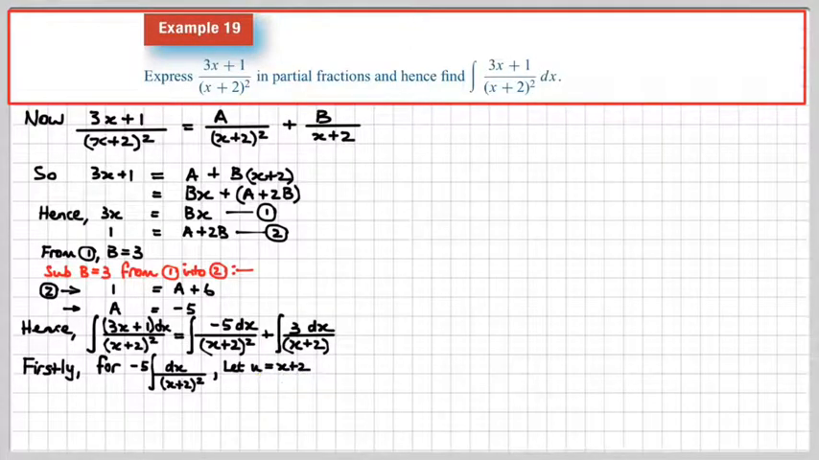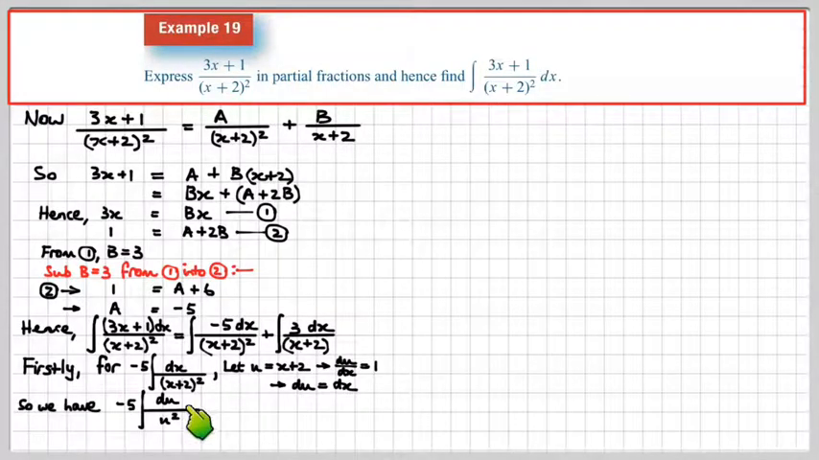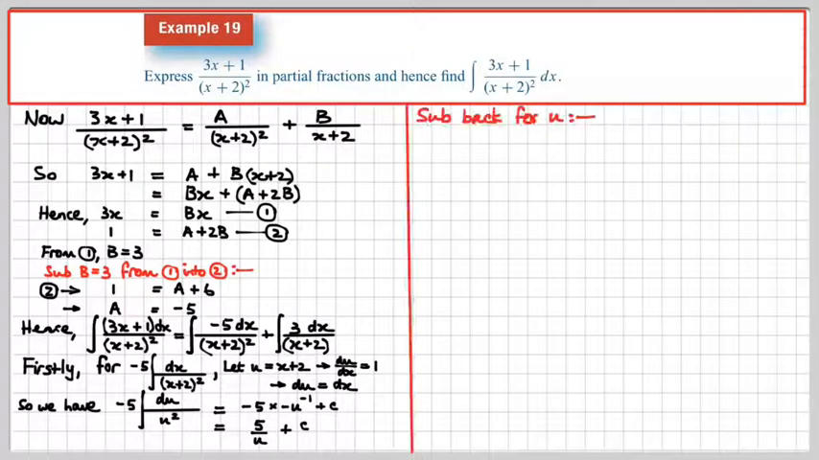So u is x plus 2, and therefore du dx equals 1, and therefore du equals dx. Now we can change the whole thing over to u. Mr. U, he's saved us. So now we've basically got u to the minus 2, which gives minus 1 times u to the minus 1, multiplied by minus 5 out the front, which gets us minus 5 over u plus c. Don't forget the c. Now we're out of the integral, so we substitute back for u. It's minus 5 over x plus 2, because u was x plus 2, plus c.